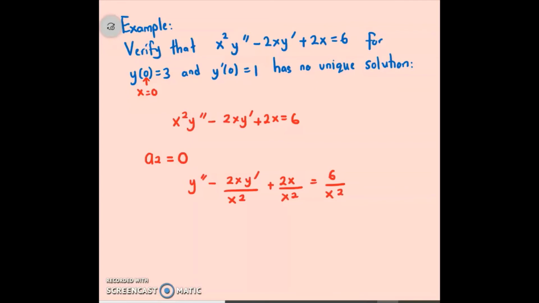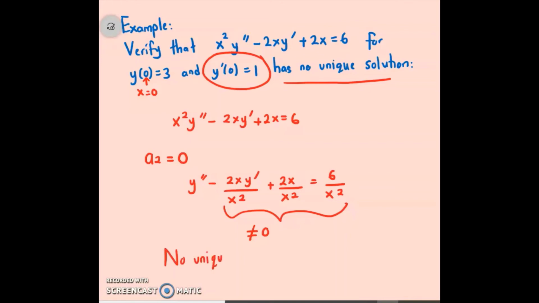Okay, so look at this. What happens when x is 0? I cannot divide by 0. No solution exists here. You cannot divide by 0. It is impossible for you to get this solution here. So we can say that there is no unique solution. Okay, so that's how you find existence of a unique solution.